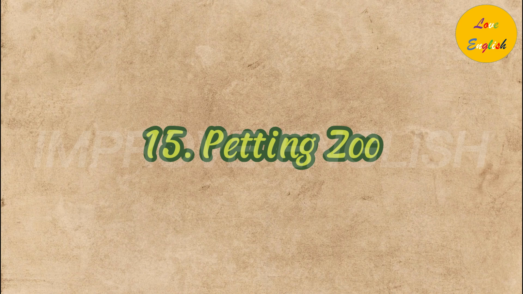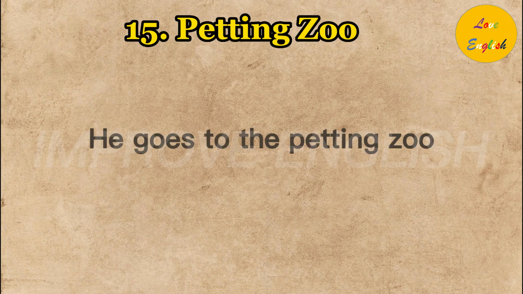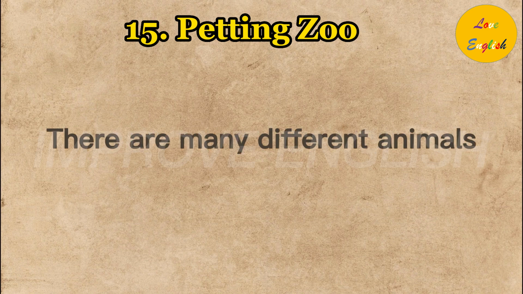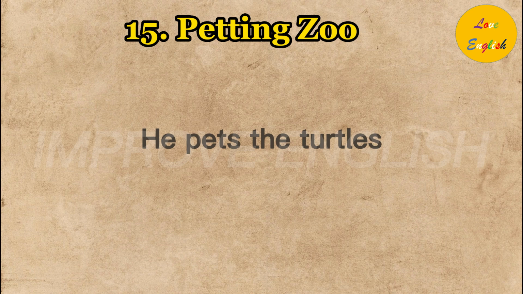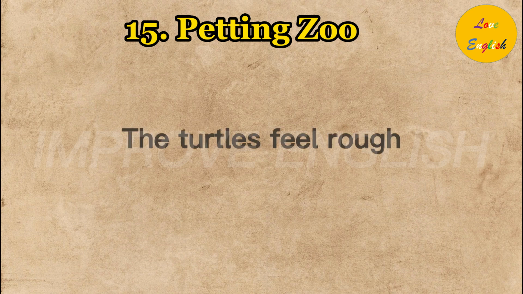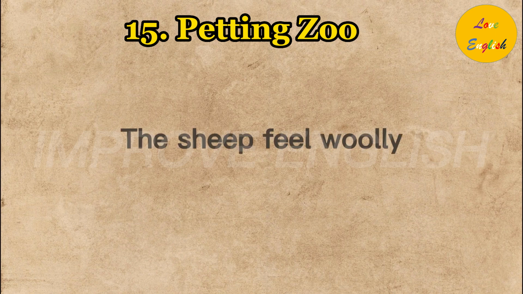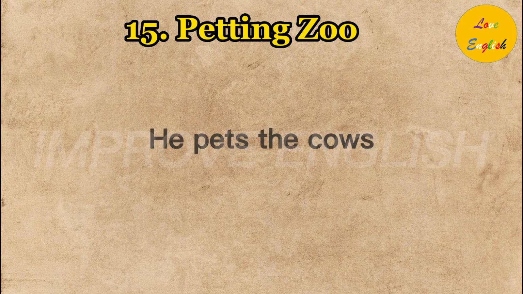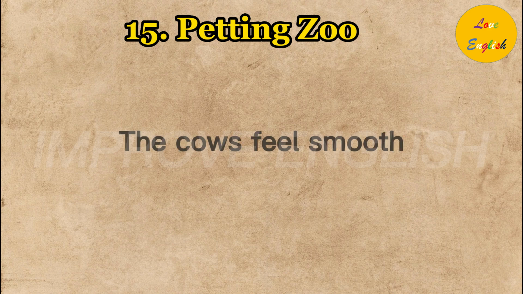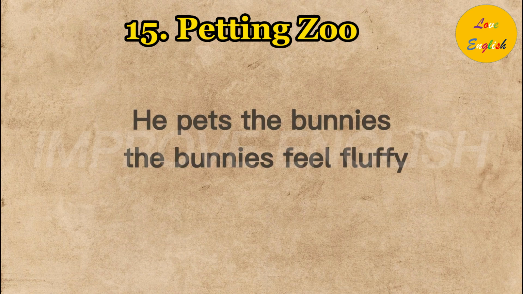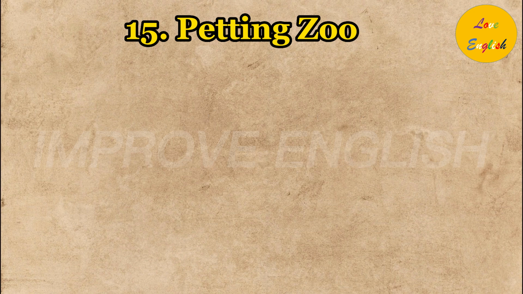15. Petting zoo. He goes to the petting zoo. There are many different animals. He pets the turtles. The turtles feel rough. He pets the sheep. The sheep feel woolly. He pets the cows. The cows feel smooth. He pets the bunnies. The bunnies feel fluffy.